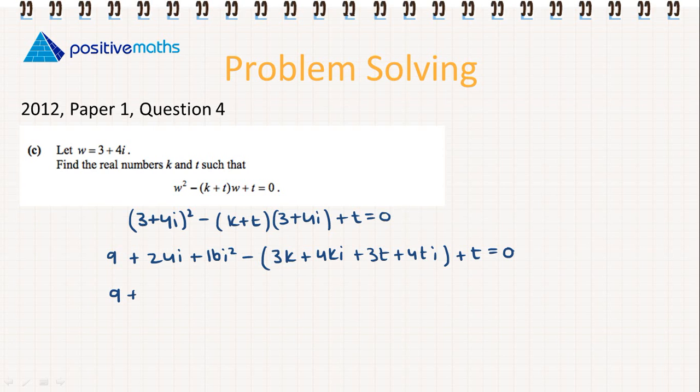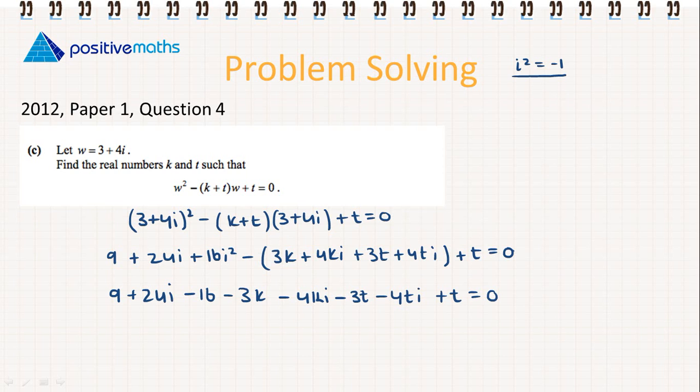So we have 9 plus 24i. We must remember that i squared is equal to minus 1, so anytime this comes up we must change it. So that's going to be 16 now multiplied by minus 1, which will give us minus 16. Minus 3k minus 4ki minus 3t minus 4ti plus t equals 0.